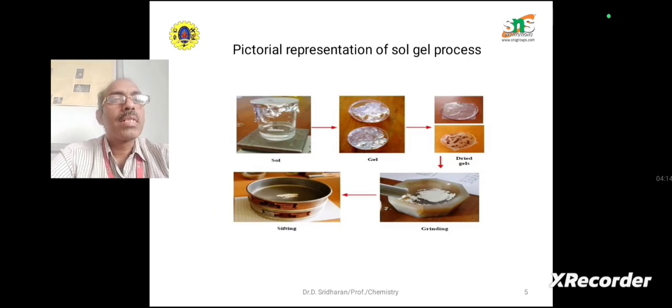This is the pictorial representation of the sol-gel process: making the solution, gelation, gel formation, and then the gel is dried, ground and sieved. So these are the steps to prepare nanoparticles by this method.